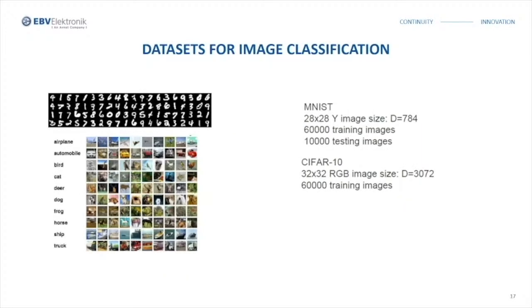Next, I would like to present you just a few very popular and very good data sets used for image classification. One of them is MNIST, which stands for Modified National Institute of Standards and Technology database, a very large database of handwritten digits that is commonly used for training various image processing systems. Another one is CIFAR-10, for example.